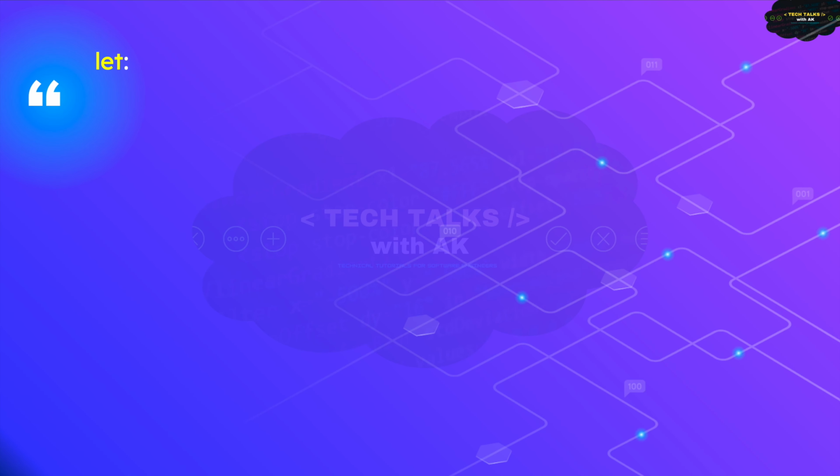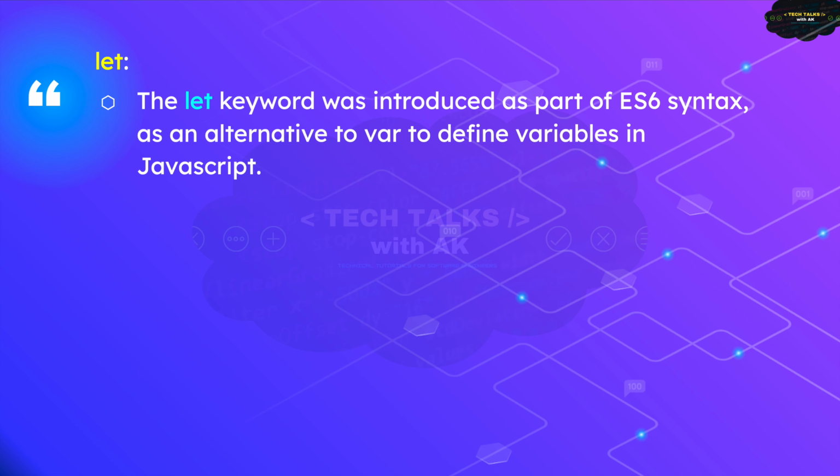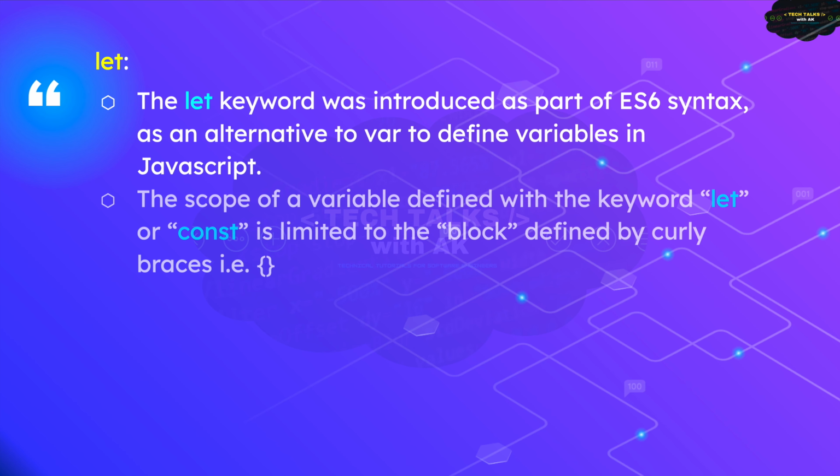Let's now look at let. The let keyword was introduced as part of ES6 syntax as an alternative to var to define variables in JavaScript. The scope of a variable defined with the let keyword or const keyword is limited to the block defined by the curly braces. So let is block scoped and const is also block scoped.